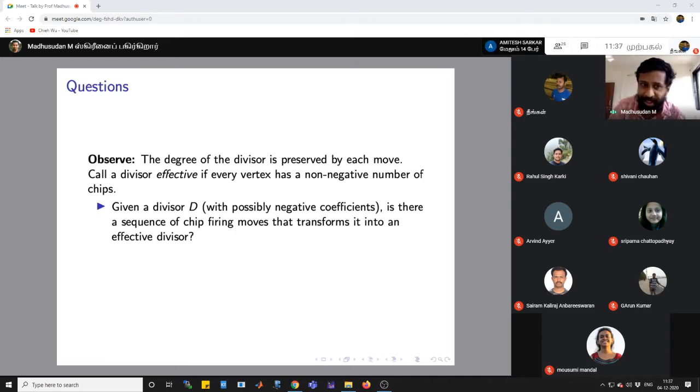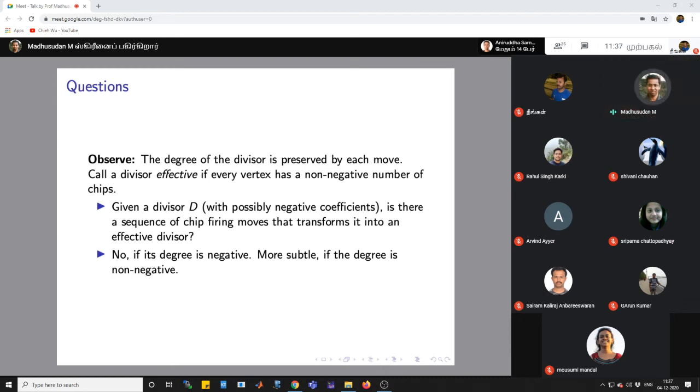Because every vertex has a non-negative number of chips, it has to have non-negative degree. We see that immediately the answer is no if the degree is negative. So if your starting divisor, your initial configuration, has negative degree, then there's no chance that you will transform it into an effective divisor.